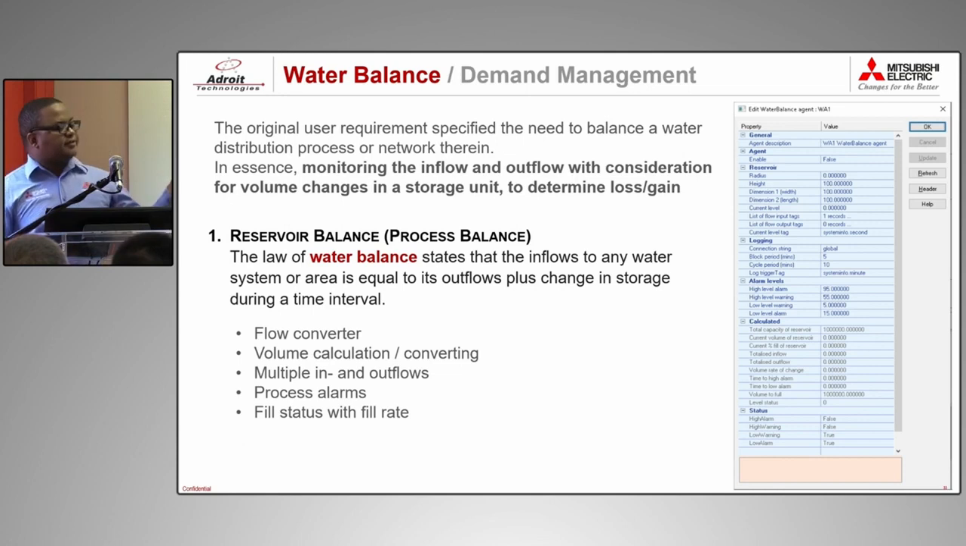So we also have, like any other agent, process alarms. Process alarms in this case are for high-level alarms or low-level alarms and recovery or under recovery. We also have a bit which shows fill status, and we also have a status showing the fill rate. So this indicates whether our reservoirs are filling up or the levels are dropping, so as to alert us to act on it.